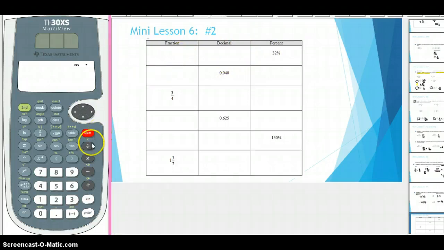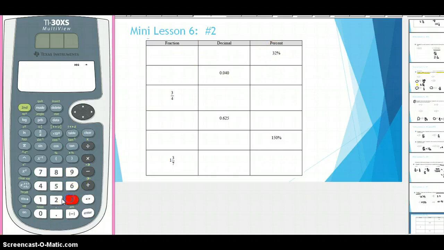So first, I want you to notice there are percent buttons on your calculator. If you want to enter a percent, here's the percent symbol. And if you want to change a fraction or a decimal to a percent, you have this one because it says arrow percent, which means change to a percent. So let's look at the first example.